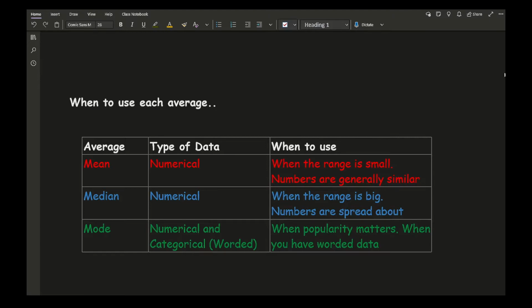So when the range is small, and the numbers are generally similar, then that is where we generally use the mean. When the range is big and the numbers are spread out, so the numbers are very different from each other, then we will tend to go for the median as a better average to use. And when popularity matters, or when you have worded data, that is when you go for the mode.